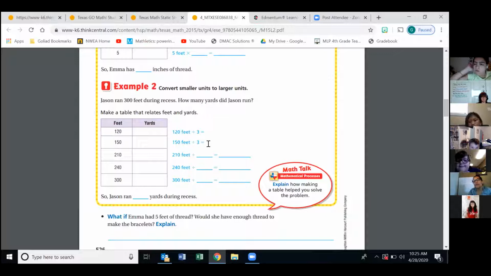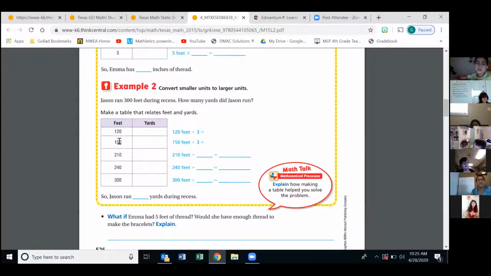What are we looking for in that question? Boys and girls, what are we looking for in that question? How many yards Jason ran? Yes. How many yards did Jason run? So if we're going from small to large, fly to horse, you would do what? Divide, of course. And it has it right here already for you.